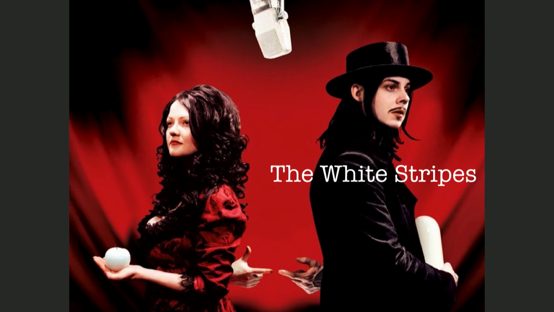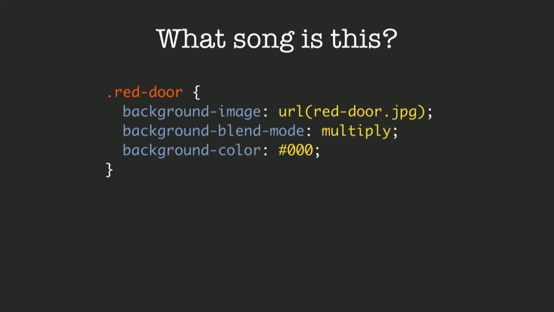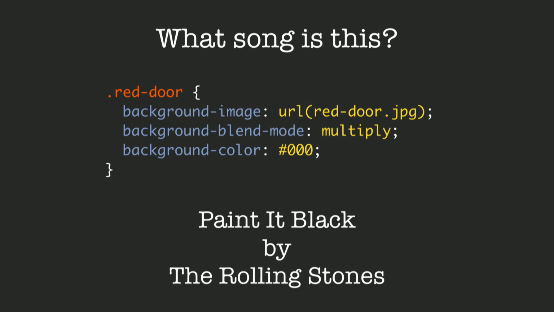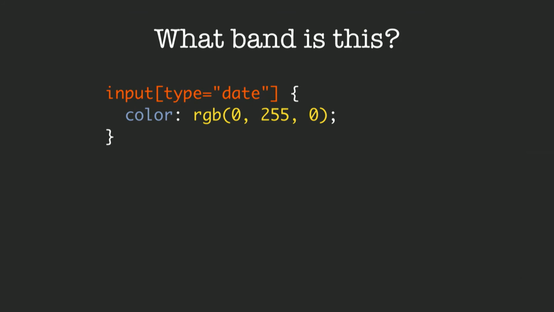Yep. Okay, let's try a song. What song is this? Yep, Painted Black by the Rolling Stones. Like the first line of the song is, I see a red door and I want it painted black. And in CSS you can use blend modes for that. Okay, one more band. Yep, Green Day.